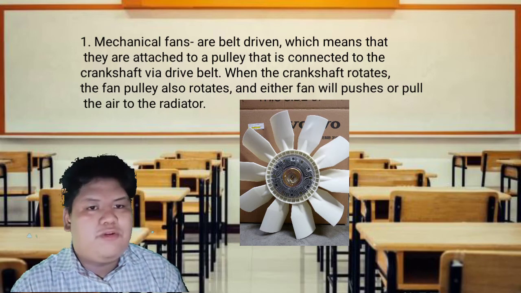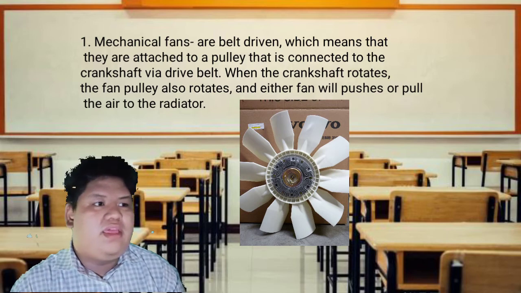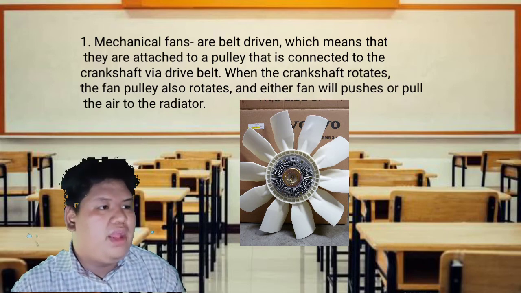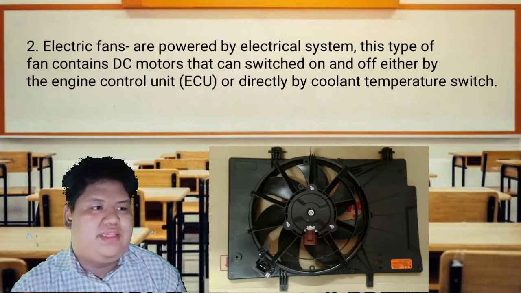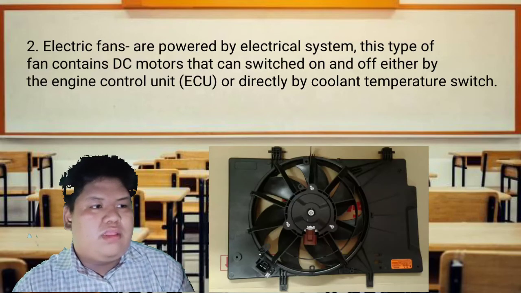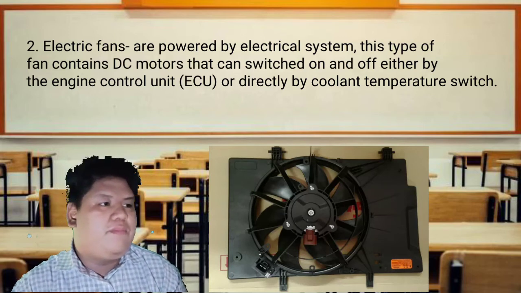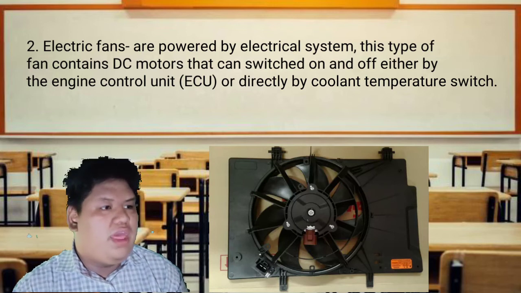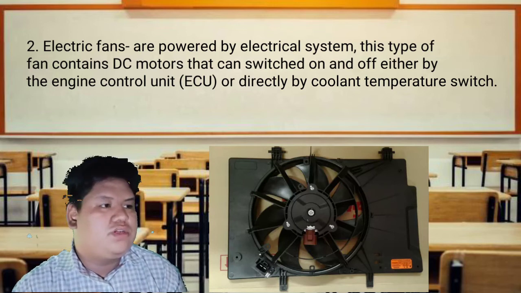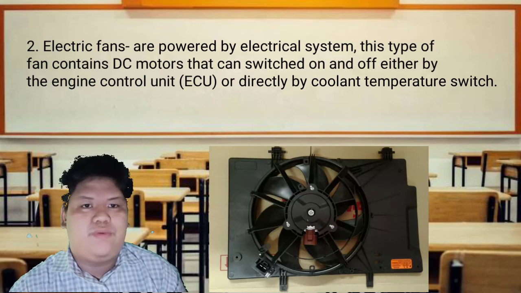When the crankshaft rotates, the fan pulley also rotates, and the fan will either push or pull the air to the radiator. So next is the electric fans. This type of fan is powered by the electrical system. This type of fan contains DC motors that can be switched on and off either by the engine control unit, or ECU, or directly by a coolant temperature switch.